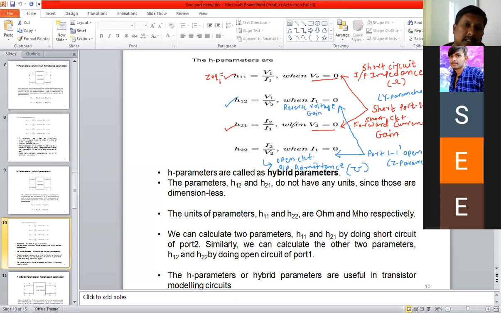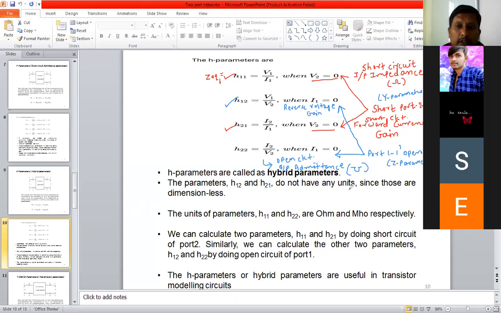So all these are the mix up. That's why these parameters are called as what? Hybrid parameters. So the parameters H12 and H21 do not have any units because those are dimensionless. The units of parameters H11 and H22 are the ohm and mho respectively, that already we have discussed. We can calculate the two parameters H11 and H21 by doing the short circuit of second port. Similarly, we can calculate the other two parameters, that is H12 and H22, by doing the open circuit of port 1. Already we have discussed.